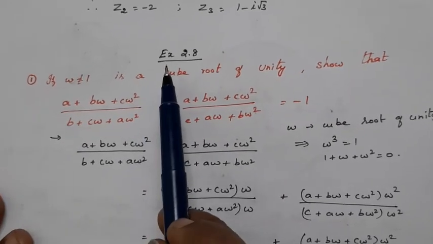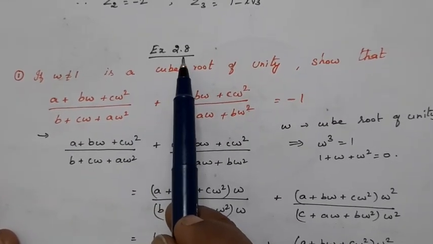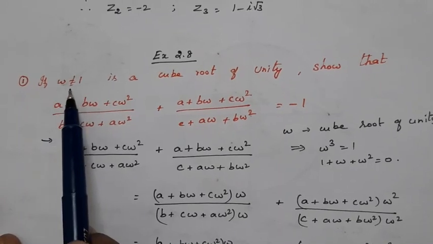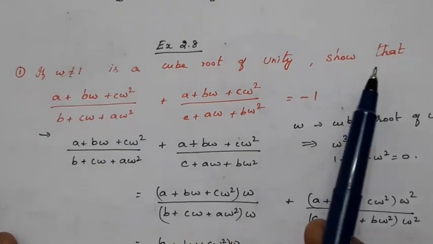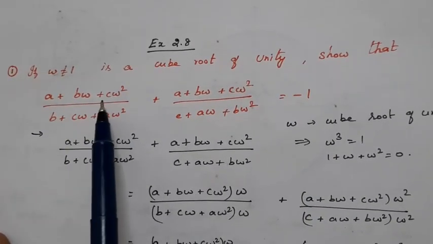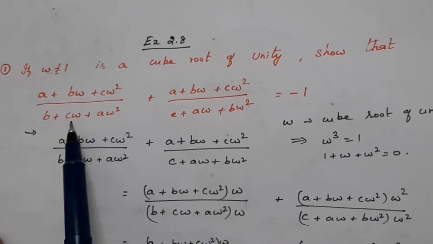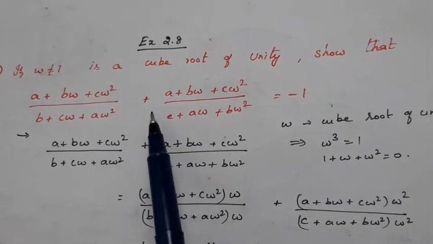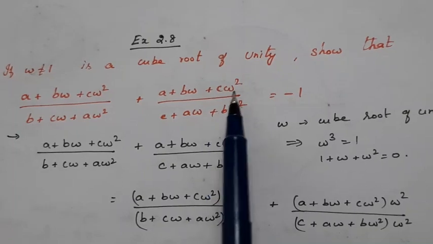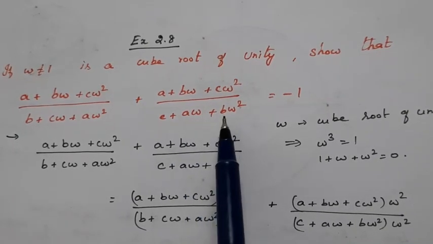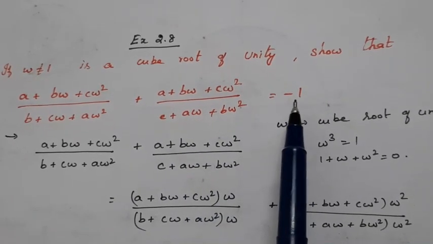Now let us see some exercise problems. Exercise 2.8. First one: if omega not equal to 1 is a cube root of unity, show that (a plus b omega plus c omega squared) by (b plus c omega plus a omega squared) plus (a plus b omega plus c omega squared) by (c plus a omega plus b omega squared) is equal to minus 1.